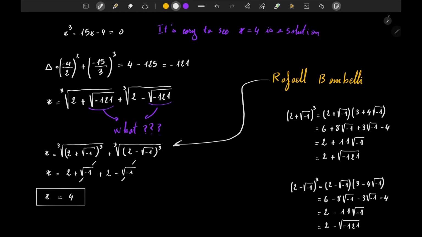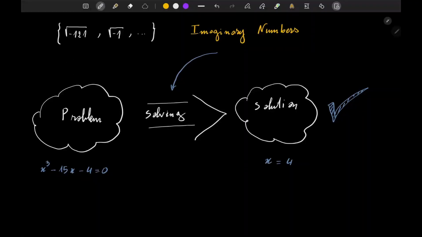He realized that (2 plus the square root of -1) cubed is equal to 2 plus the square root of minus 121. Also, (2 minus the square root of -1) cubed is equal to 2 minus the square root of minus 121, which simplifies Cardano's formula. At the end, the square roots of the negative numbers cancel out and we get the right solution, which is x equals 4.